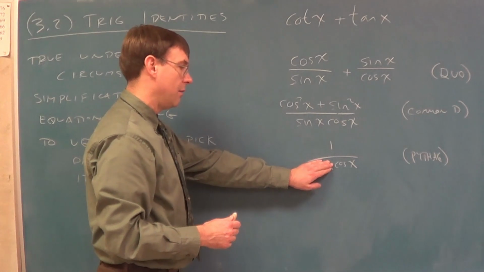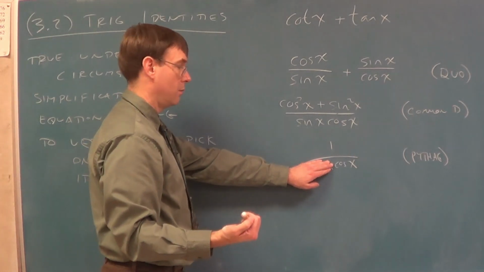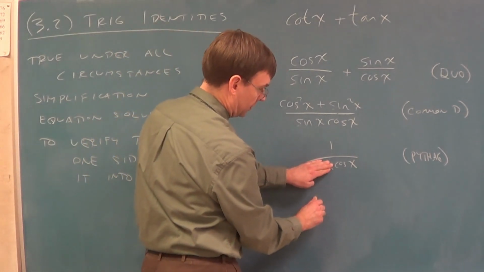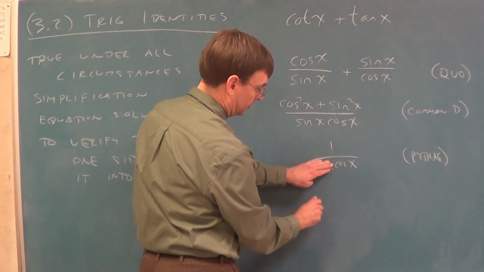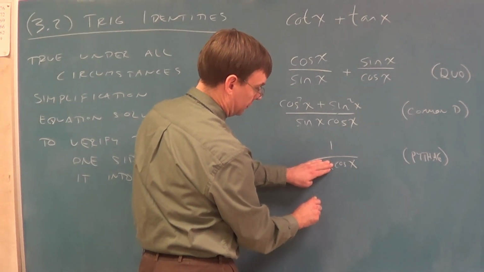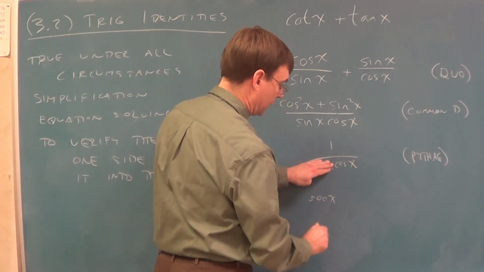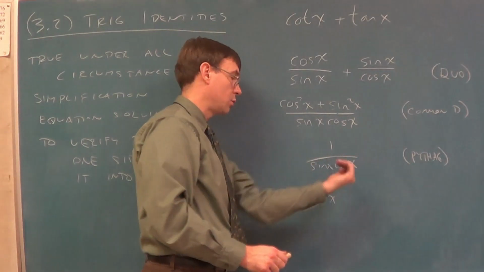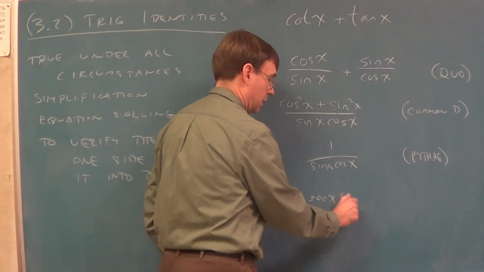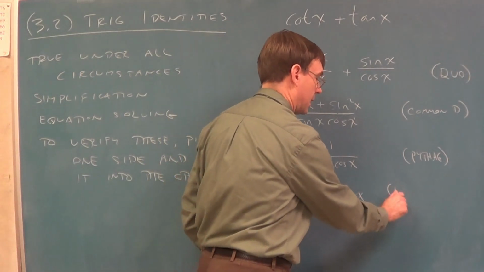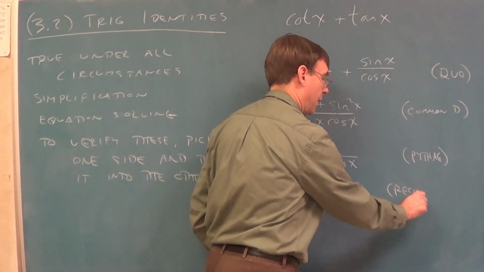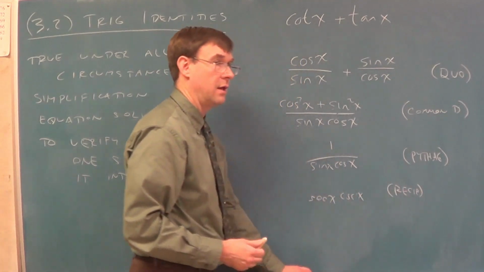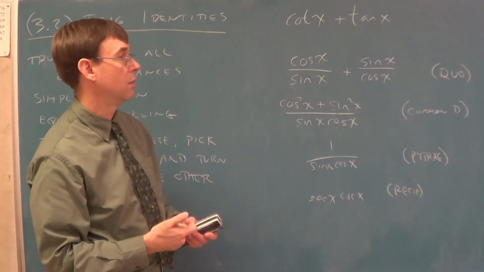1 over cosine might ring a bell from that paper. What was 1 over cosine? Secant. While we're at it, 1 over sine is also there. What's 1 over sine? Cosecant. And that's what we were trying to make. That was the reciprocal club there at the end. So that's another victory. So we're 2-0 so far today.